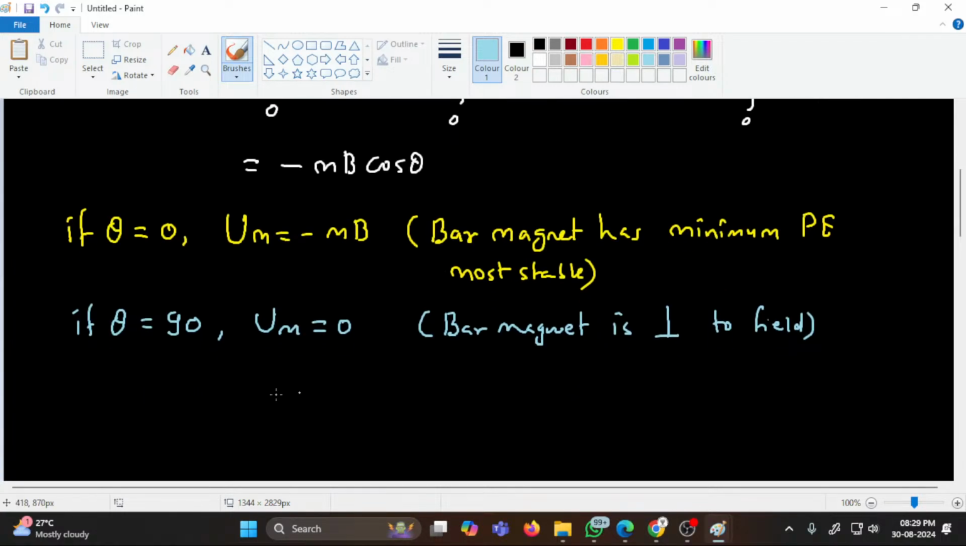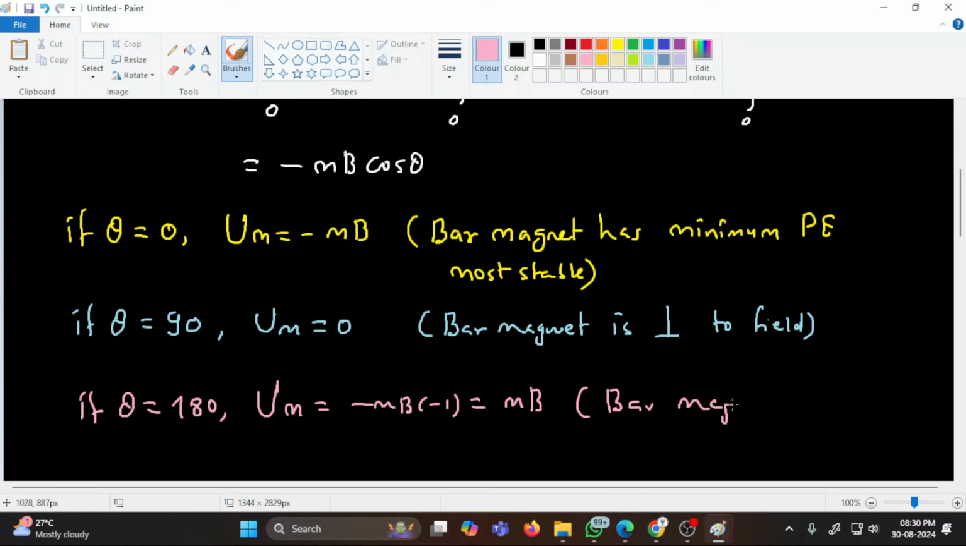And third is when they are in opposite directions, that is 180 degrees. So if theta is equal to 180, then we get the maximum potential energy. U is equal to minus mB into minus 1. Cos 180 is minus 1, so it is plus mB. So the bar magnet has maximum potential energy. That means it is the most unstable state.